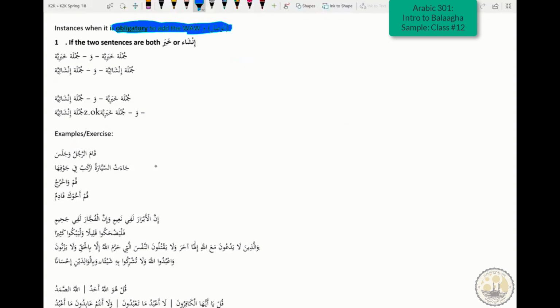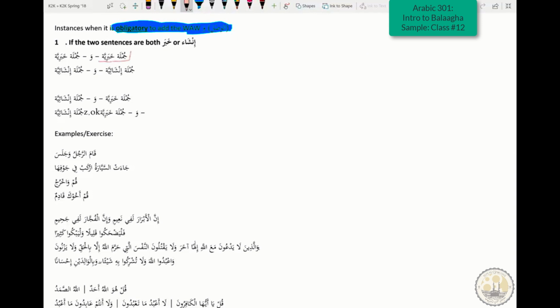But in reality, there are three. Okay, but we're mentioning two. Yani, باختصار. طيب, the first instance is if the two sentences are both either khabar or insha. Yani, sentence 1 and sentence 2 can be either both jumla khabariya or jumla insha'iyya, like we have here. So this would be the template we have.